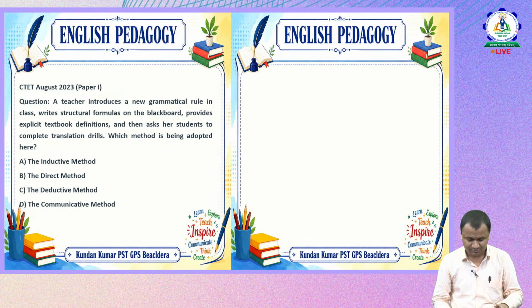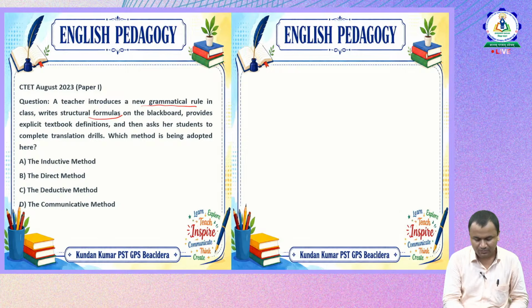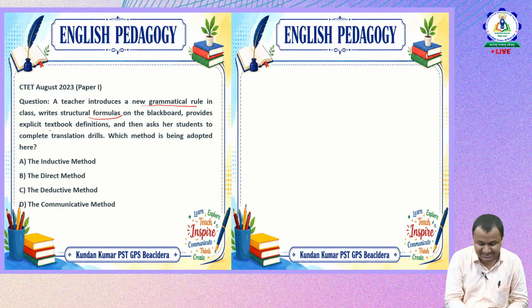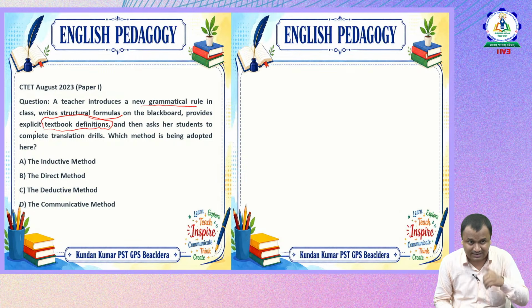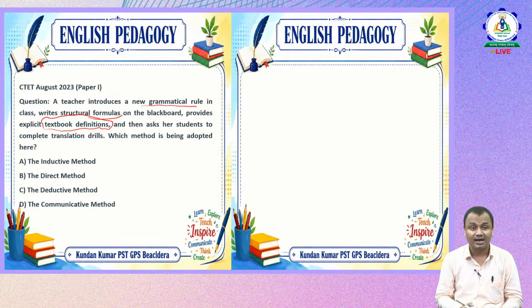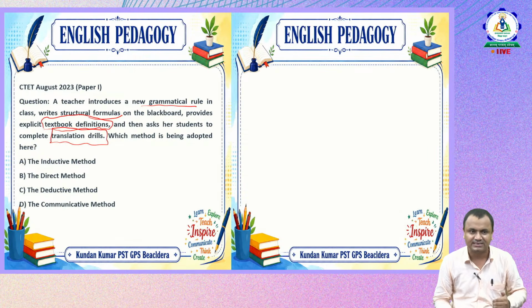We need to understand. First, we will focus on the key terms. Introduces a new grammatical rule. So, introduction of grammatical rule we can see. Second, writes structural formula, which means the grammatical rules are being written on the blackboard. Then, explicit textbook definition. We focus on the definitions given in the textbook, which means textbook is working as a tool, which we have seen in the GTM. And then asks the student to complete a translation drill or a translation homework. So these are all the features matching with GTM.